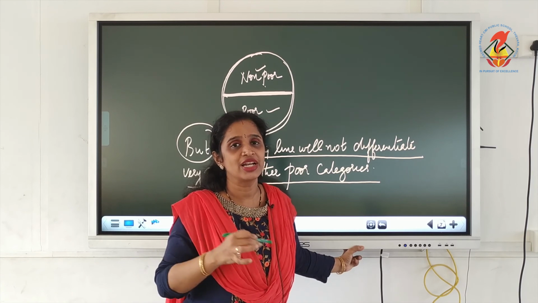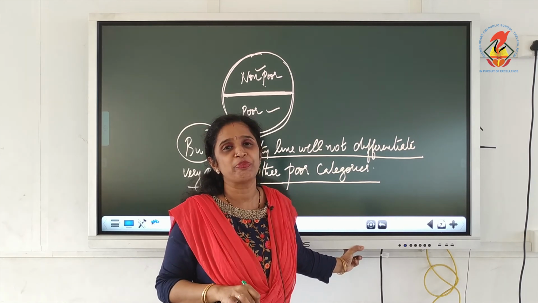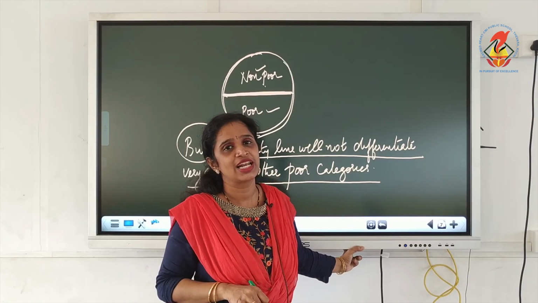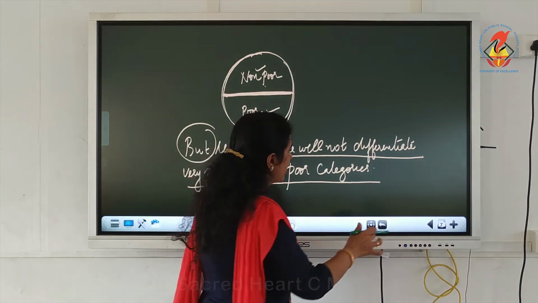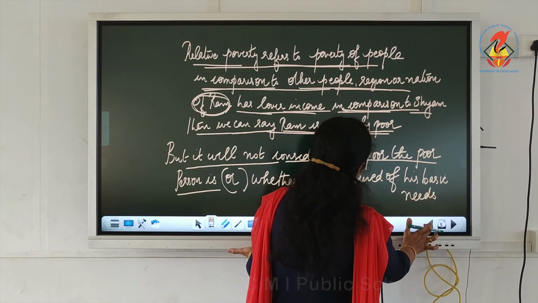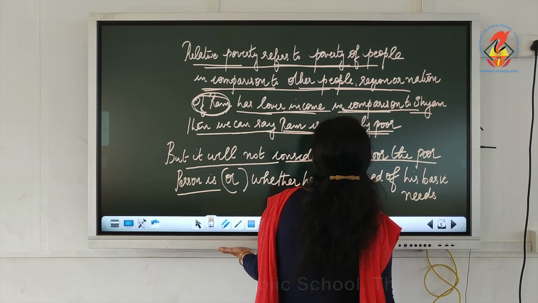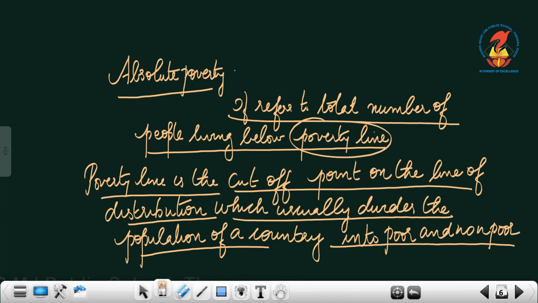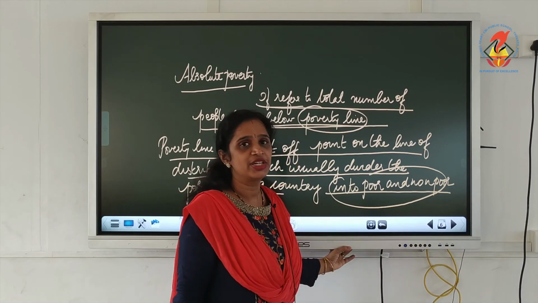But these are generally the two measures which we use to measure poverty: the absolute measure of poverty and the relative measure of poverty. The relative measure of poverty helps to measure poverty in comparison to other people, region or nation, whereas absolute poverty measures the people living below the poverty line. It divides the people into poor and non-poor. I hope it is clear to you.